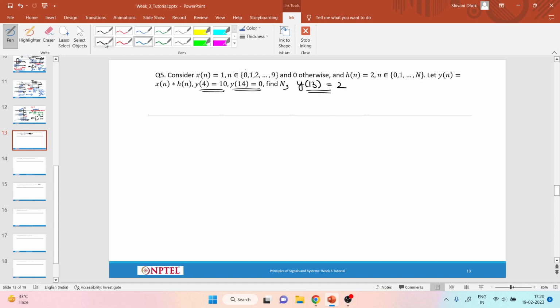So let us first sketch these two signals, that is x of n and h of n. So my x of n looks something like this. This is my x of n. It starts from 0, 1, 2, 3, 4, 5, 6, 7, 8 and 9. This is my n-axis. It is 1 from 0 to 9.